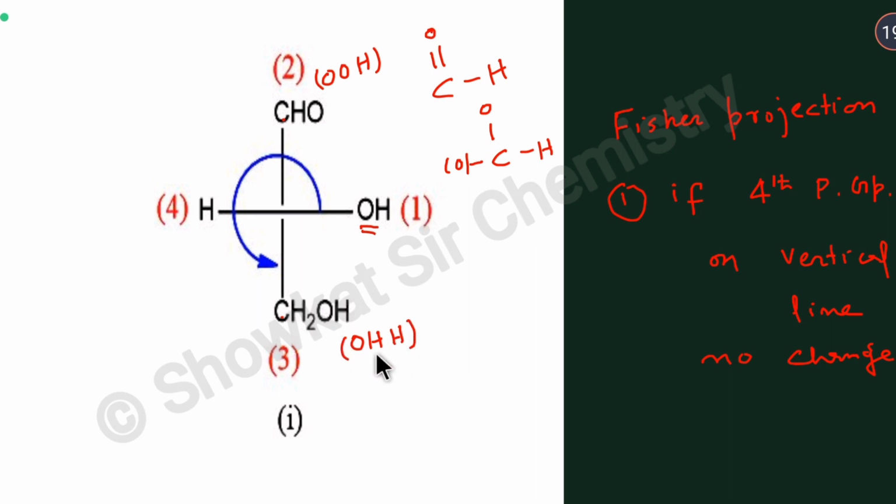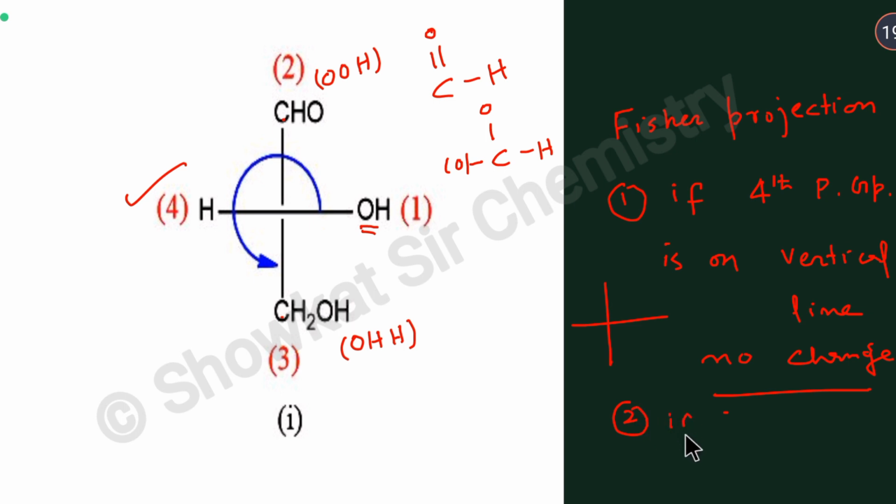So which will get more priority? Definitely this one will get second. So 1 priority to OH, second priority to this aldehyde group, third to this, and hydrogen will get the fourth priority. This is the Fischer projection, right? Whenever we write the Fischer projection, I told you there is a vertical line, this is the vertical line, and this is the horizontal line. Now what I told you, if the fourth priority group is on the vertical line, then there is no change. But here you can check that this fourth priority group is not on the vertical line, it's on the horizontal line. Then you have to change.